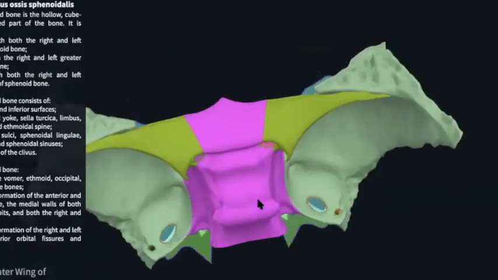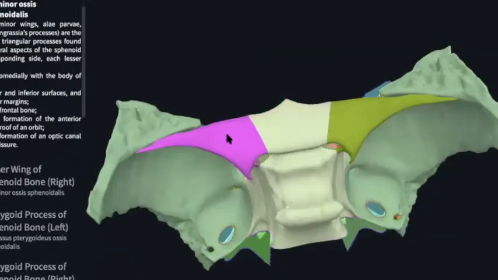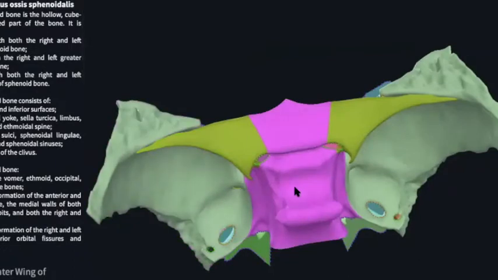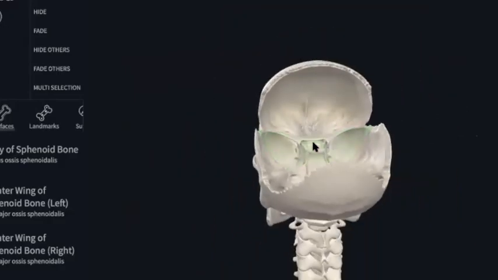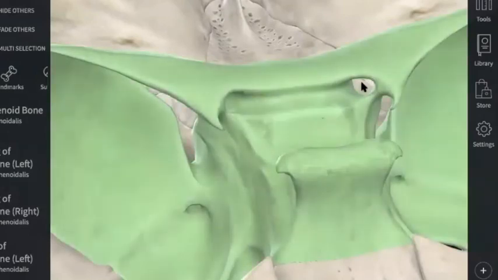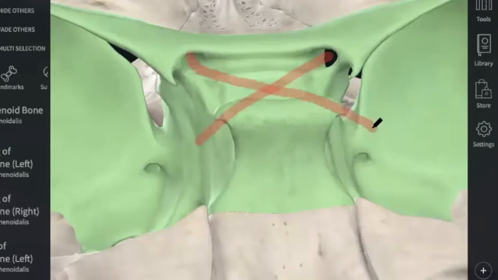From this view, we're looking down on it. Then we have features like your lesser wings, your greater wings, and the sella turcica. Those are the main features. And then we also have a bunch of holes in it. These first top two right here are called the optic canals. This is where your optic nerves, bringing in information from your eyeballs, are entering the skull.